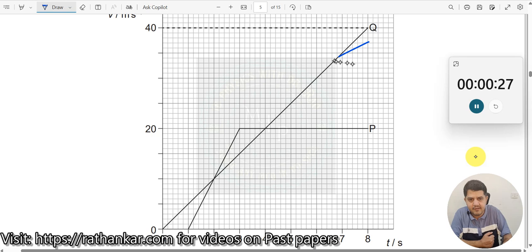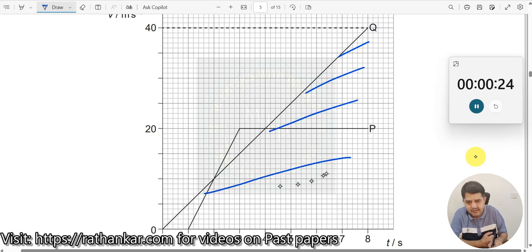What is the area here? Take this area. What is this area? The whole thing. From where to where? From this triangle, from here. T equal to 8 to 0. What is the total distance? So this should be, let me write down here.